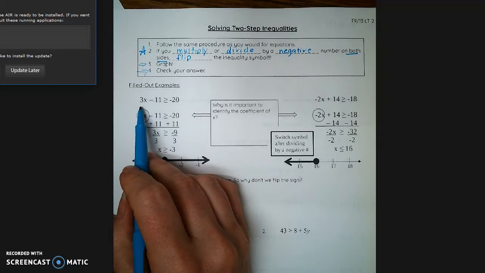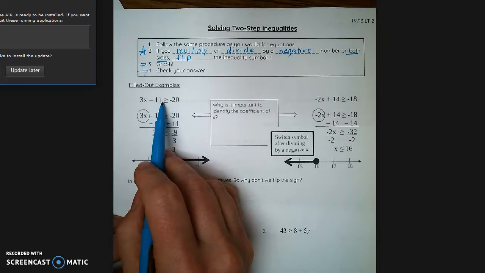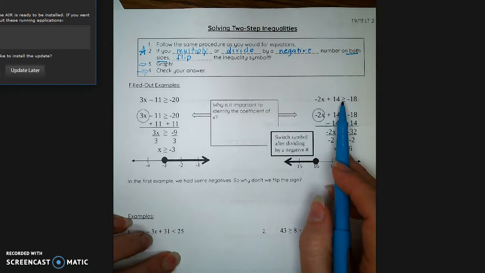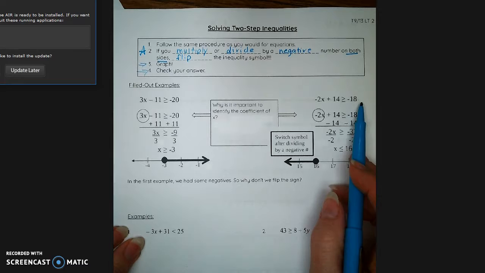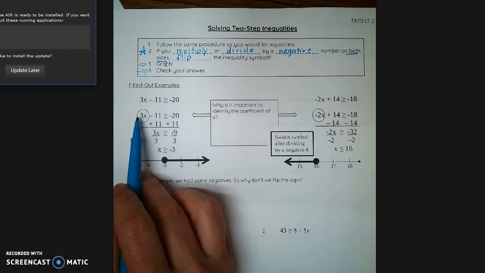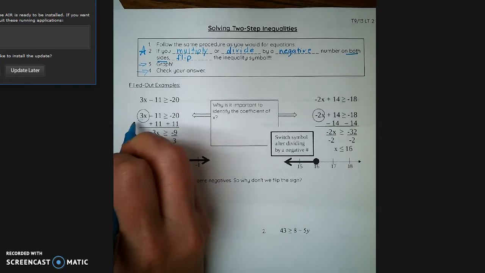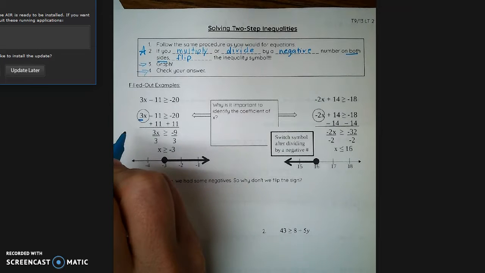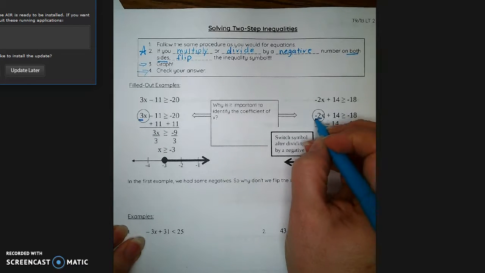So we have two examples here. We have 3x minus 11 is greater than or equal to negative 20, and then we have negative 2x plus 14 is greater than or equal to negative 18. The first one, they identified where the variable is, which is x in this case, and then it talks about the coefficient. Remember, the coefficient is that number in front of the variable. In this case, it's a positive 3. In this case, it's a negative 2.